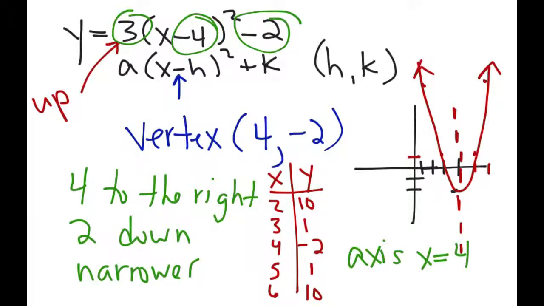And the axis of symmetry must be the equation x equals 4. Remember, the axis of symmetry is vertical. All vertical lines have the equation x equals whatever value the line passes through on the x-axis.